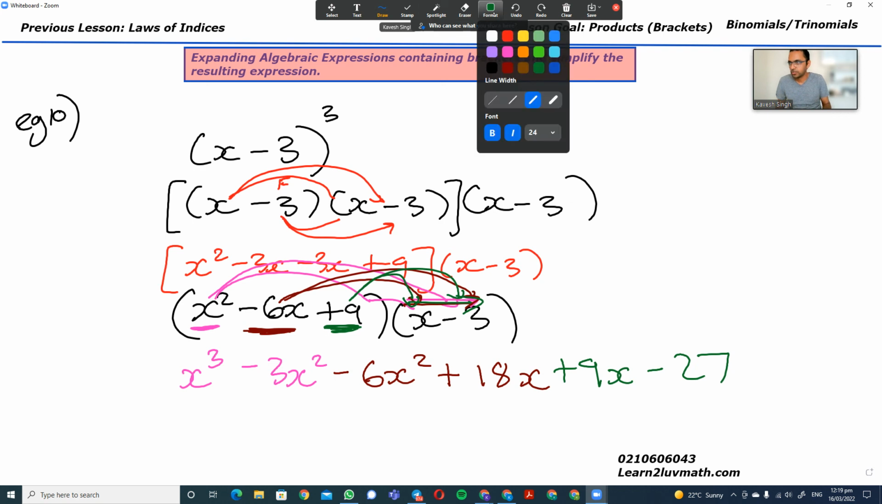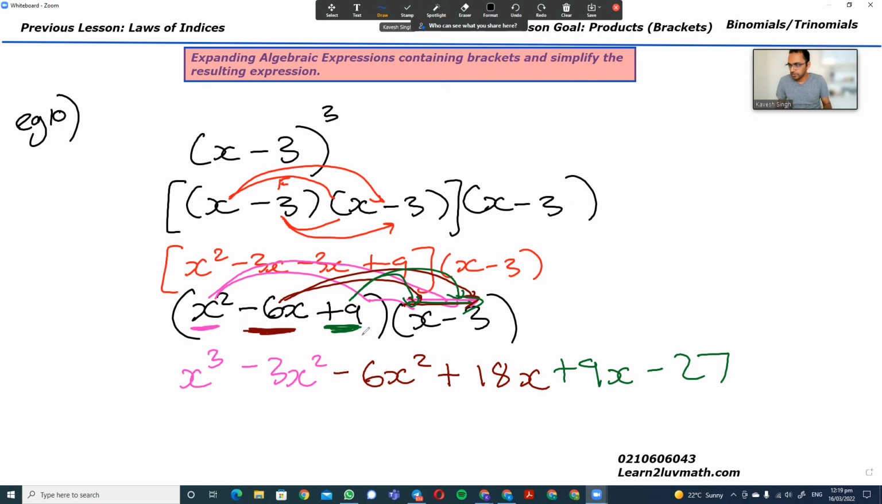All right, let's just make sure it's all in order. X squared times x is x cubed. X squared times negative 3, negative 3x squared. Negative 6x times x, negative 6x squared. Negative times a negative is a positive. Double check your signs. Positive and a positive is a positive. Positive and a negative is a negative. So that will be how it will work out.